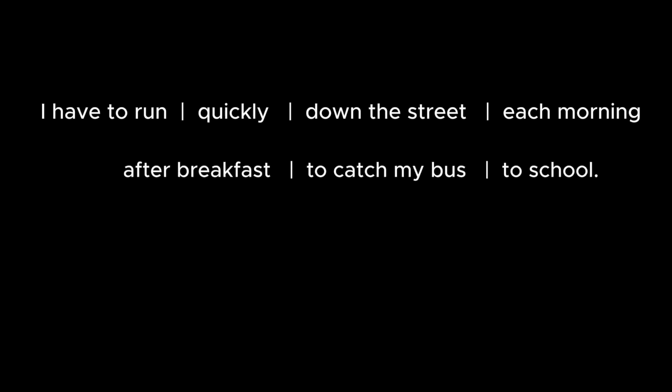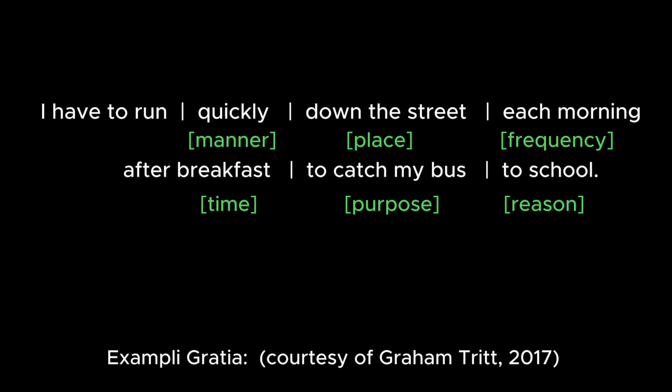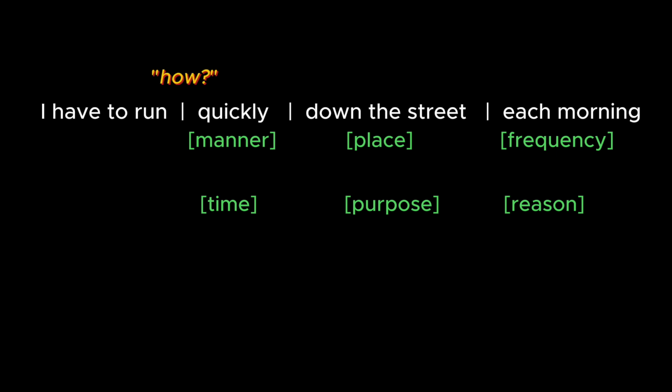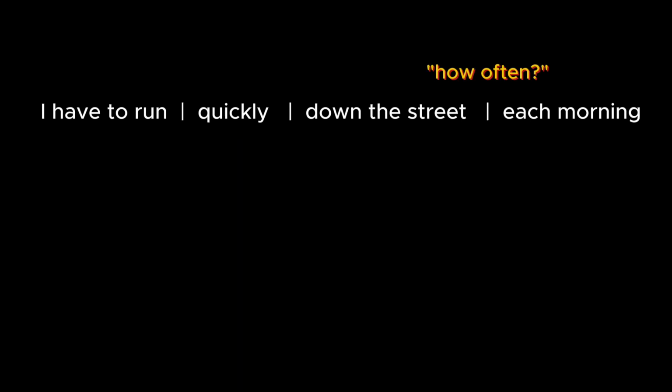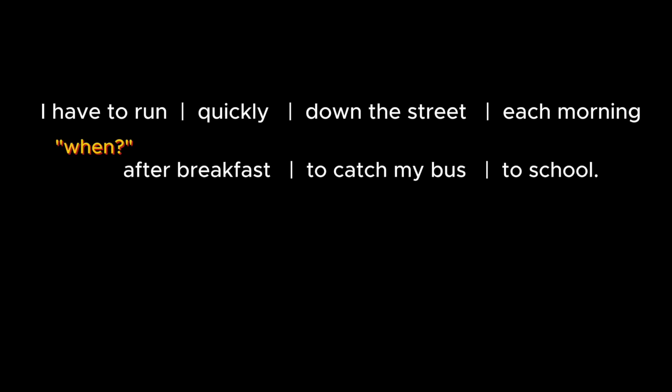I have to run quickly down the street each morning after breakfast to catch my bus to school. Useful is to ask the key questions in this order. I have to run. How? Quickly. Where? Down the street. How often? Each morning. When? After breakfast. Why? In order to catch the school bus.